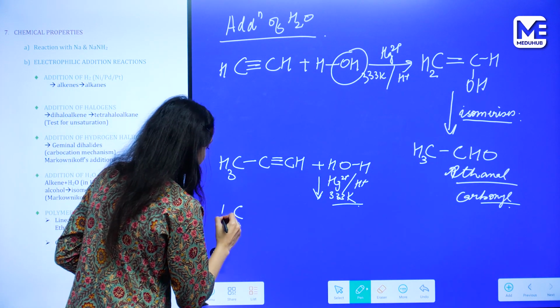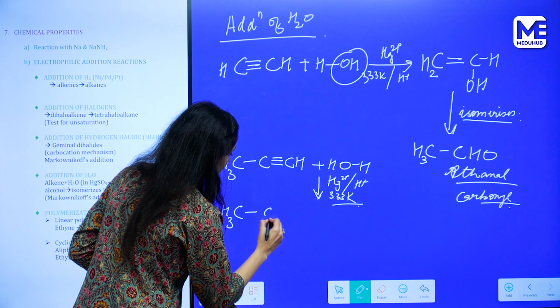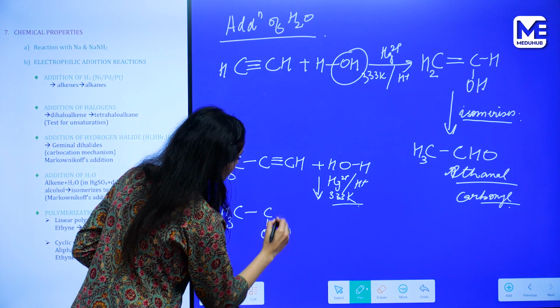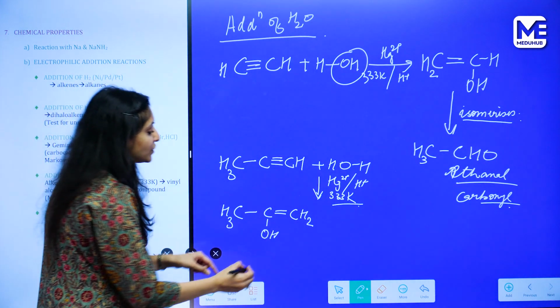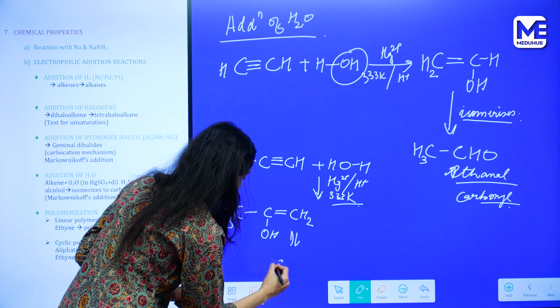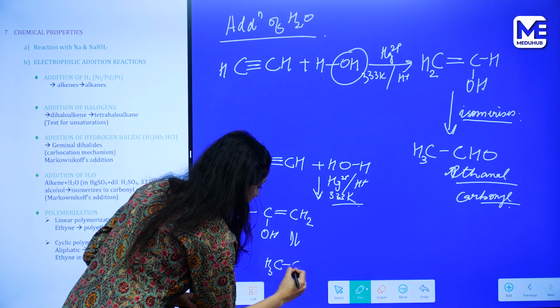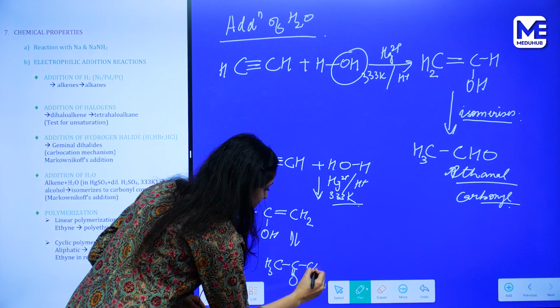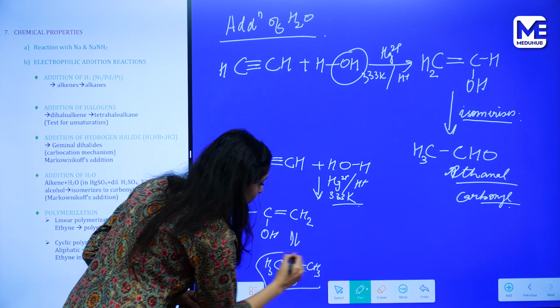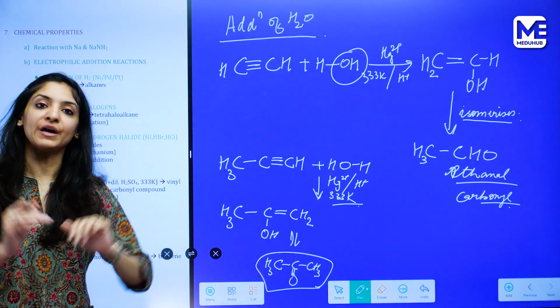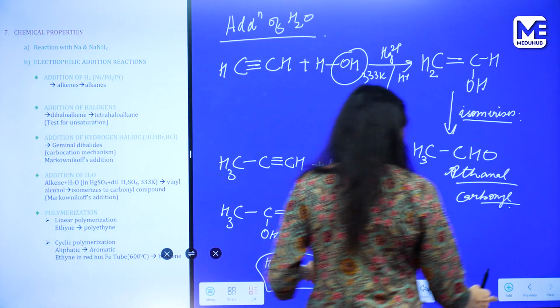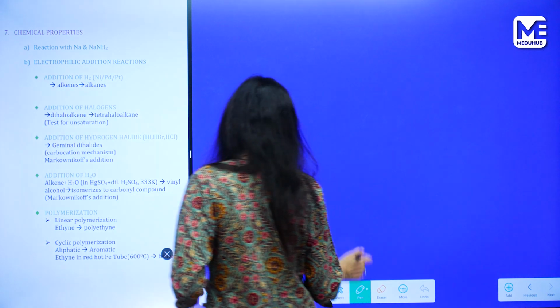So we will get H3C, C, OH double bond CH2. This is a vinylic alcohol which will isomerize to give us acetone, which is a ketone or a carbonyl compound. So addition of water results in the formation of carbonyl compounds. The last reaction is polymerization reaction.